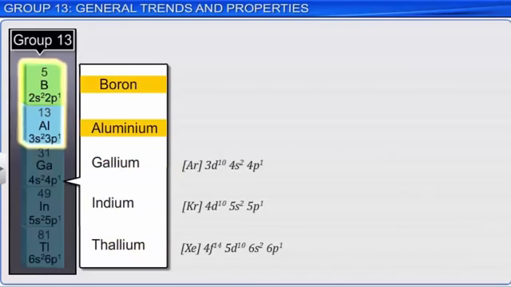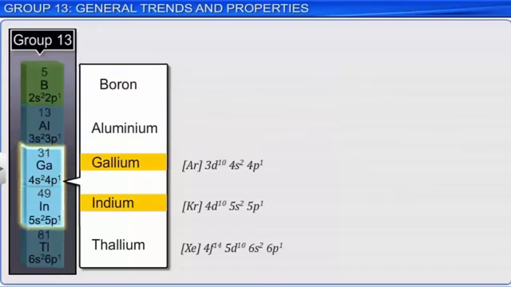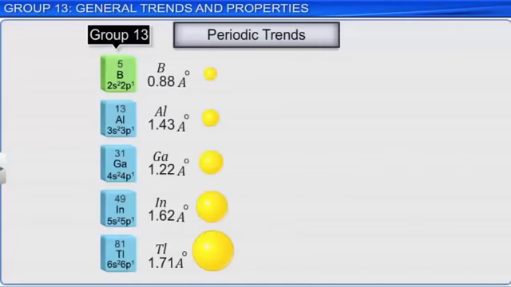While boron and aluminium have core configurations identical to the nearest noble gases, as we saw just now, gallium and indium have 10 d electrons in addition to the noble gas core. Thallium has 14 f electrons plus 10 d electrons in addition to the noble gas core. In general, atomic radius increases down a column. However, this trend is not uniform.